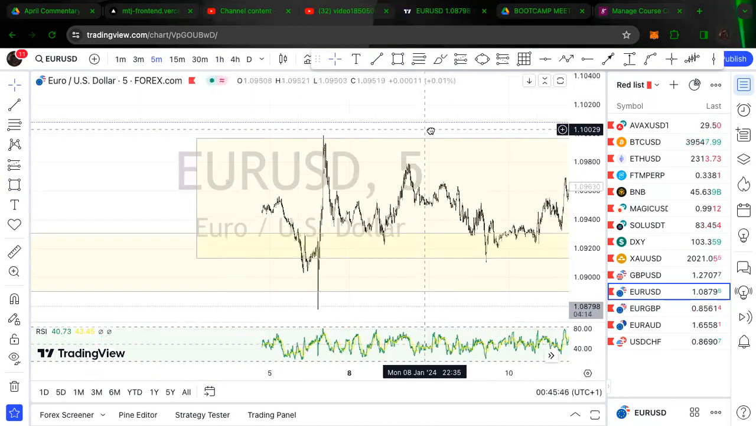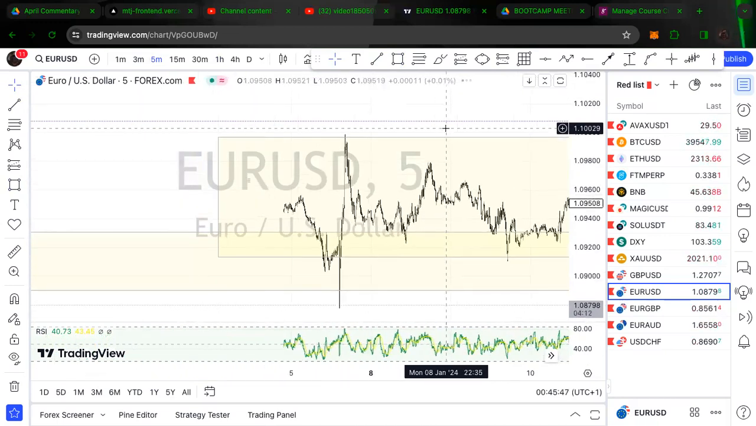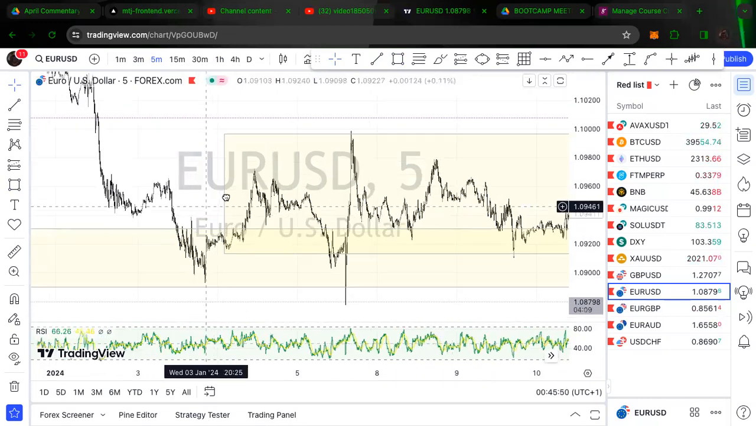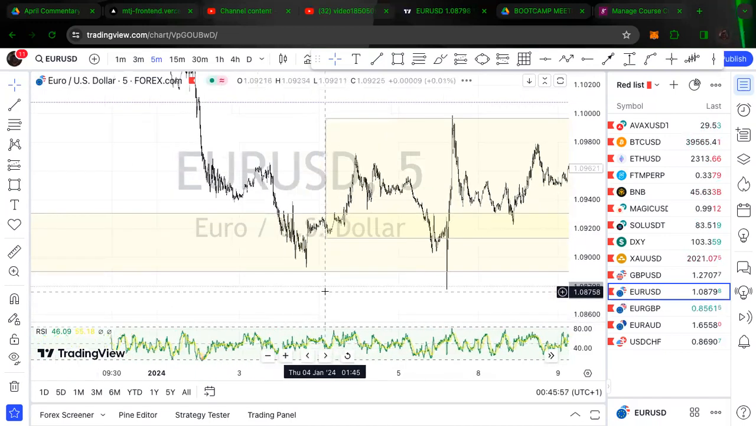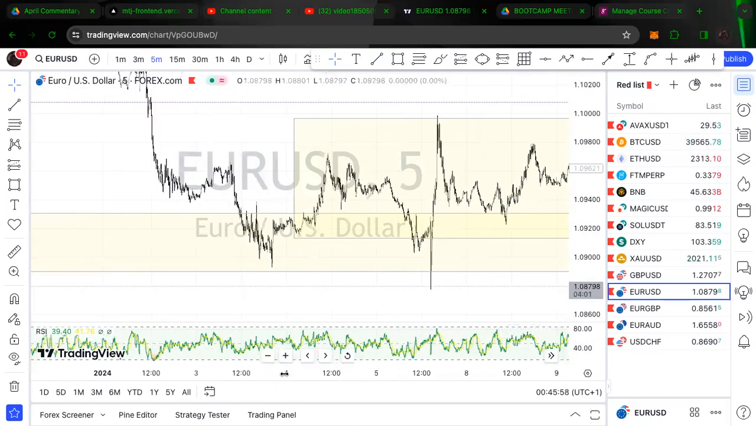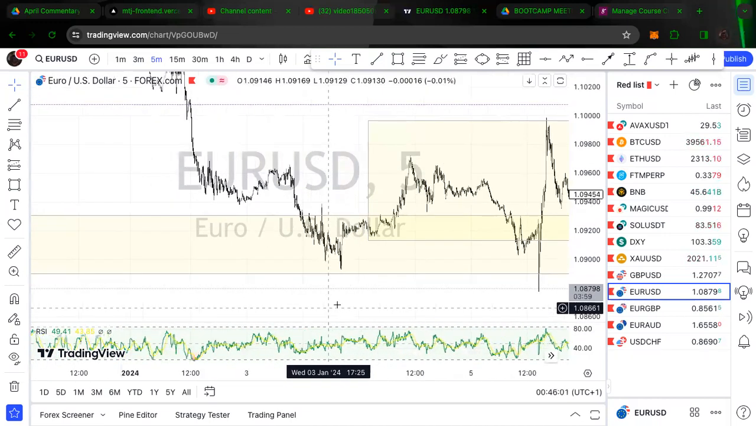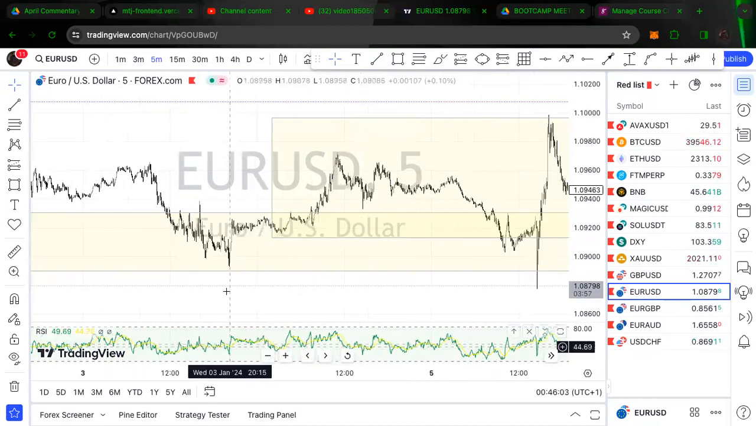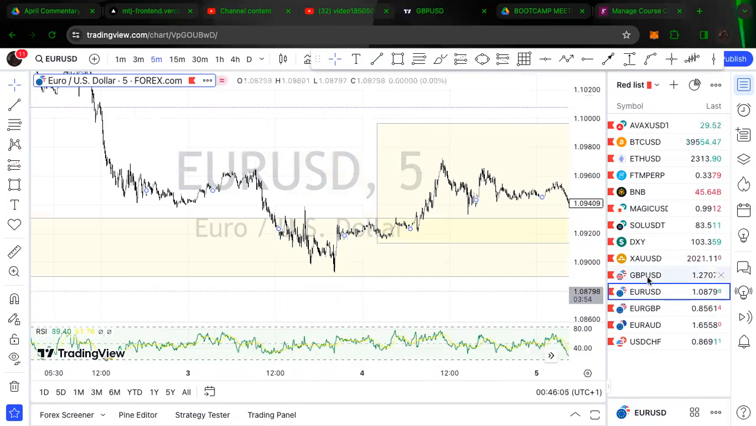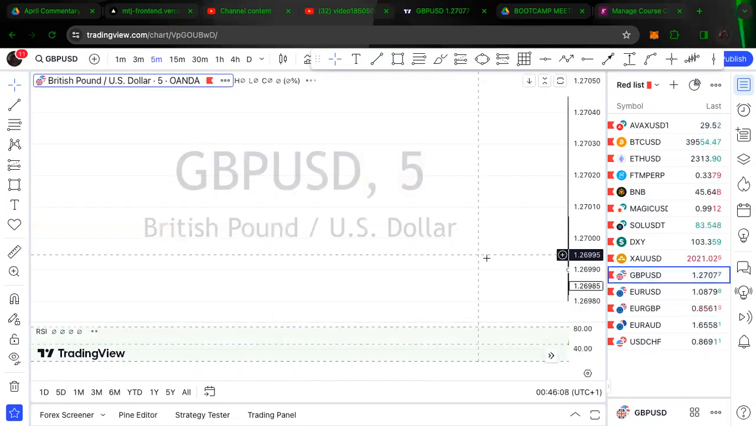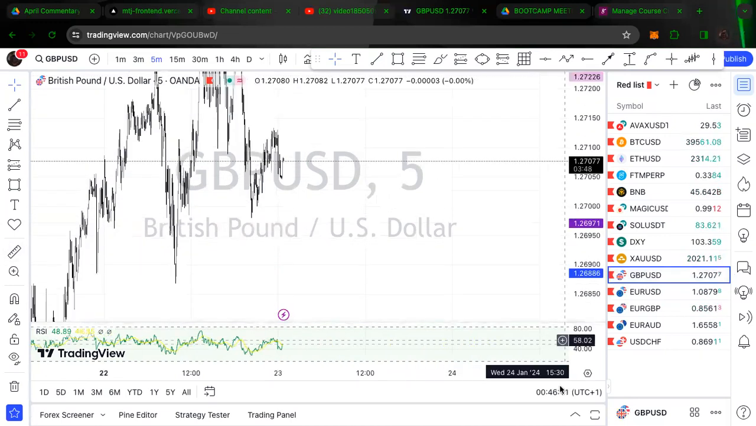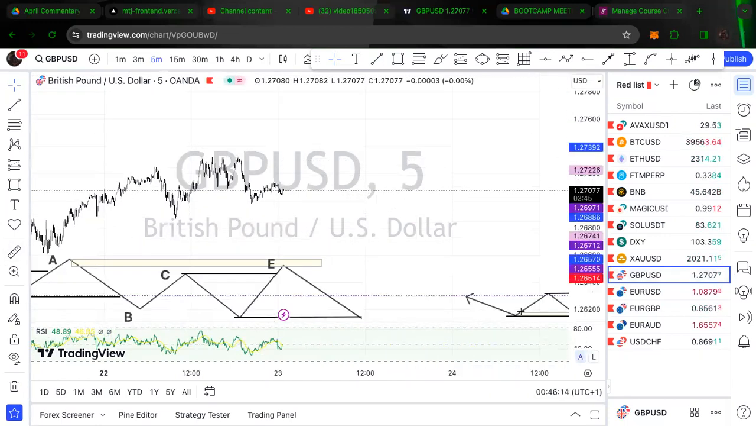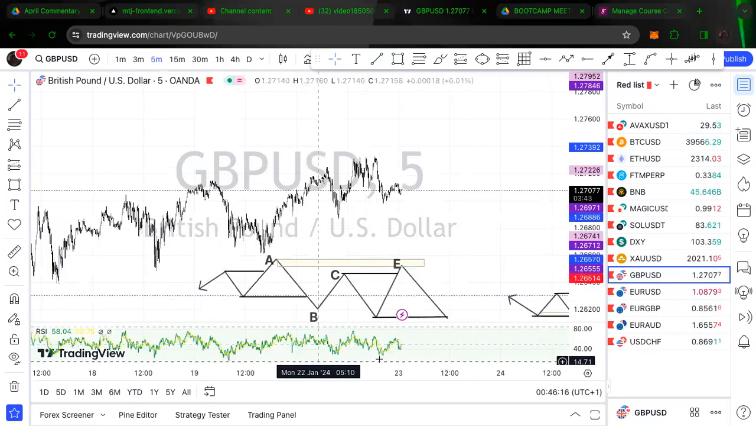This was when price tapped into it right here. There was no major pull-up. I expect a pull-up. Let me show you. Let's go to GBP USD again.